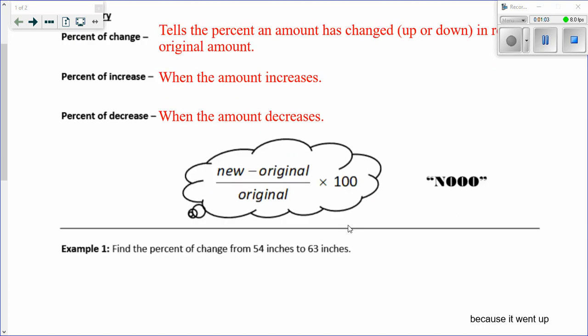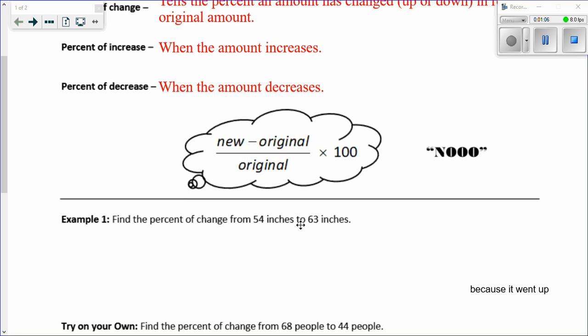Example 1, we are going to find the percent of change from 54 inches to 63 inches. So what we're going to do is figure out what's our new amount, what's our old amount, and then plug that into the formula. "From" is our indicator of our original. So 54 inches was our original amount. "To" tells us we're going to a new amount. So 63 inches is our new amount.